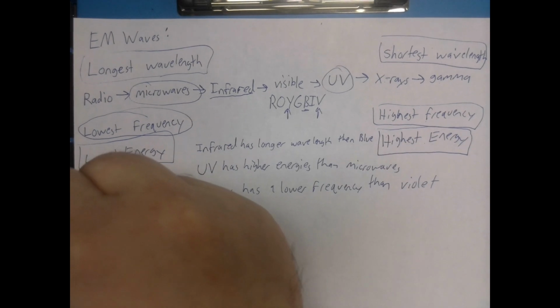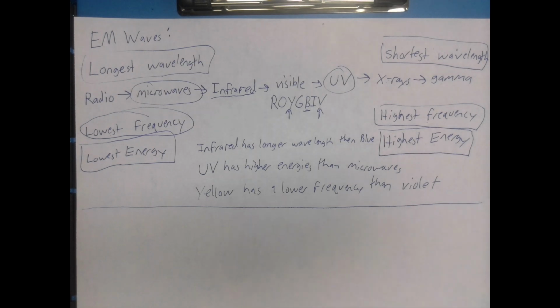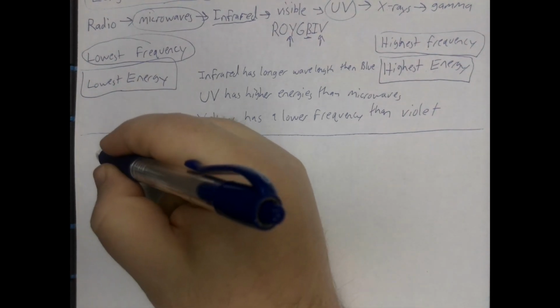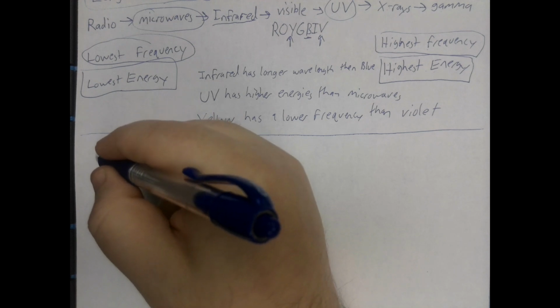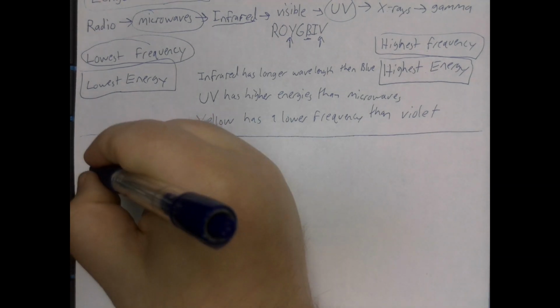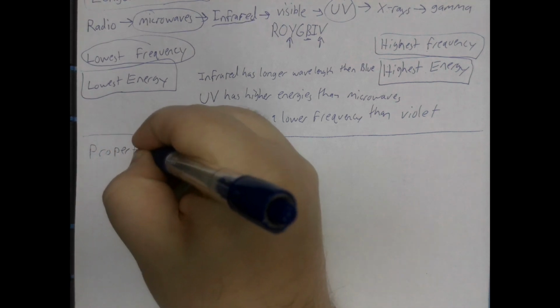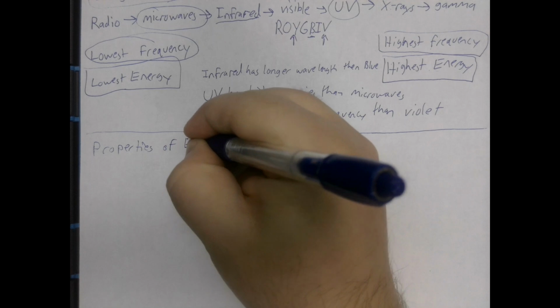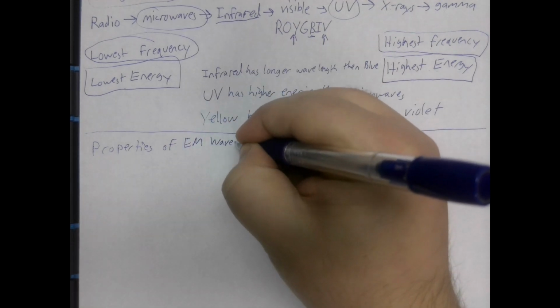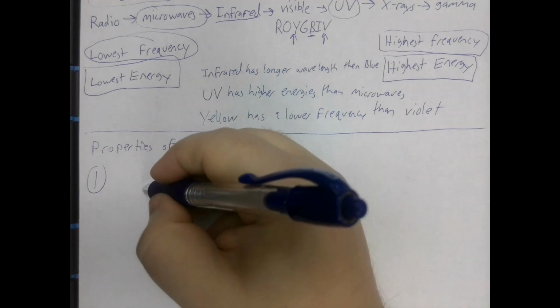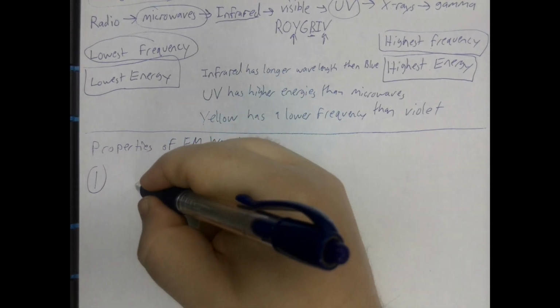So let's talk about some of the properties of light, or electromagnetic waves. If you shine a light on some material, what can light do? Reflect. Properties of EM waves. So one, you can shine a light.